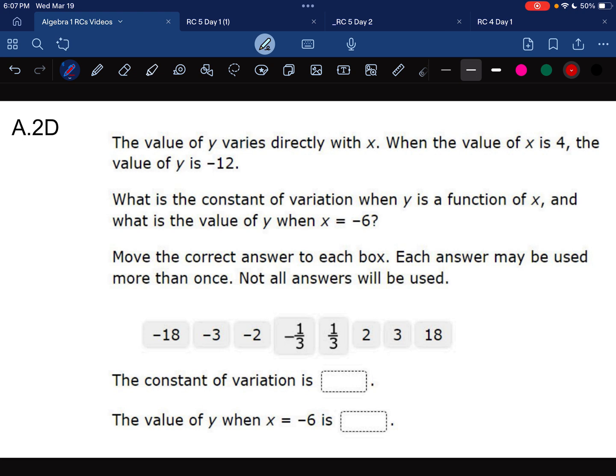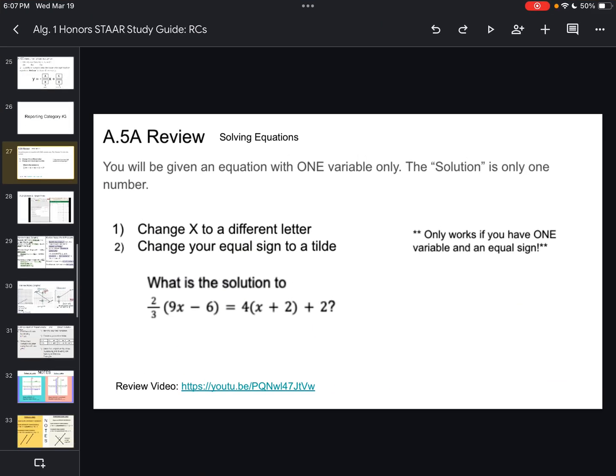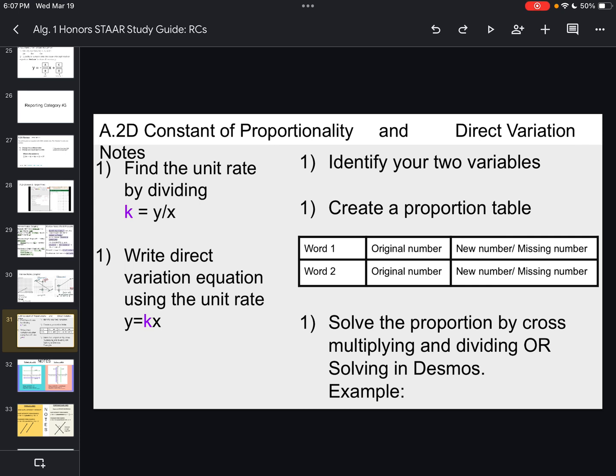All right, so hopefully you have this question down already on some paper or something. Now I'm going to give you some notes to see if maybe with some notes you can solve this problem. All right, so this is direct variation. We saw this last year. So I'm going to put this up for a few minutes to see if you can solve this problem.